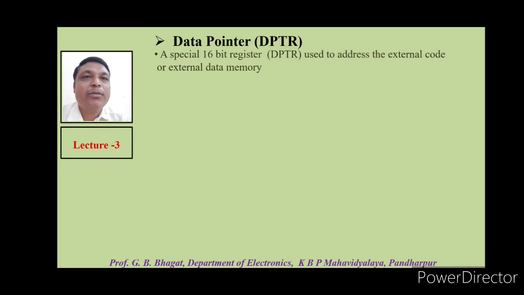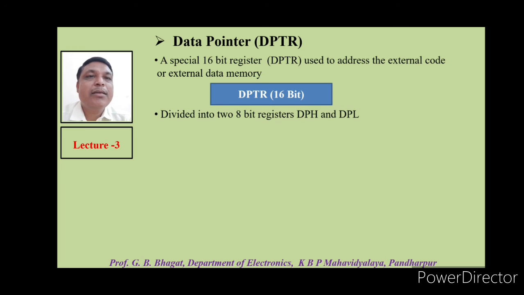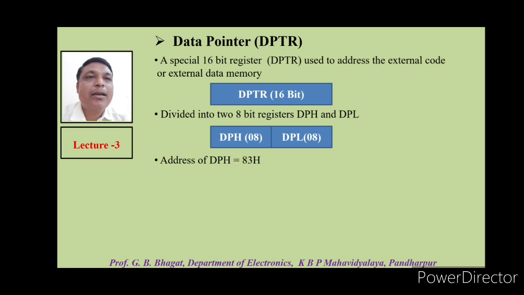The data pointer is one of the 16-bit registers which is used to address external code or external data memory. This data pointer is divided into two parts, that is DPH and DPL. Both DPH and DPL are 8 bits in size. The address of DPH is 83H. The other part of the DPTR is DPL, having 8-bit size. The address of DPL is 82H.